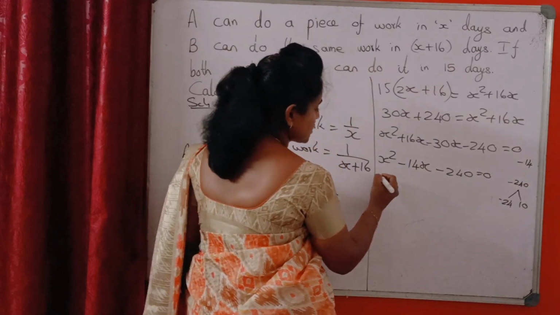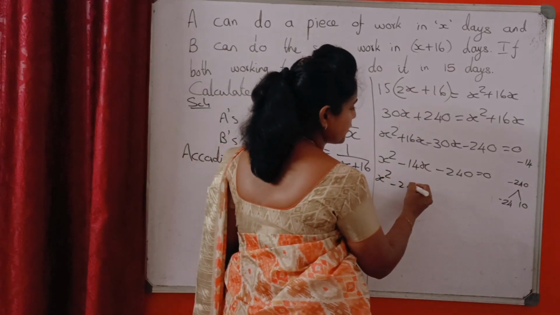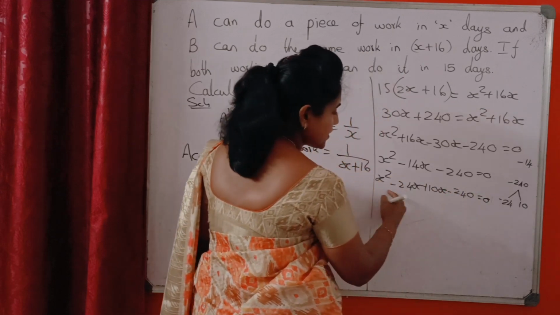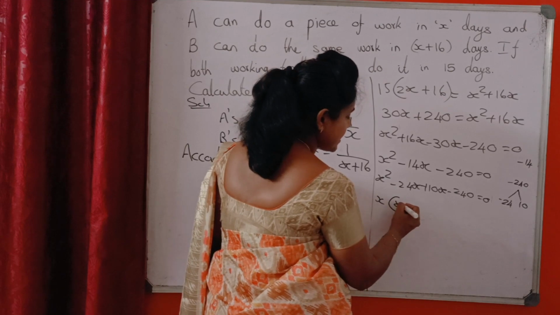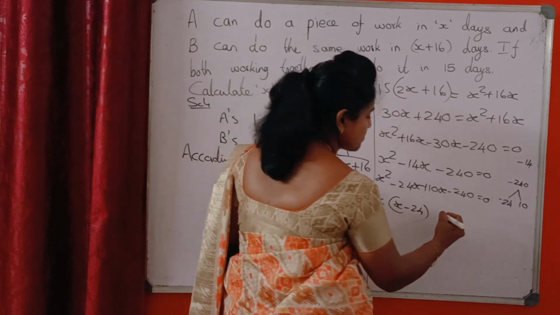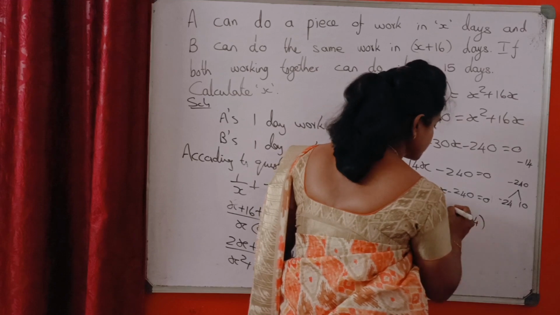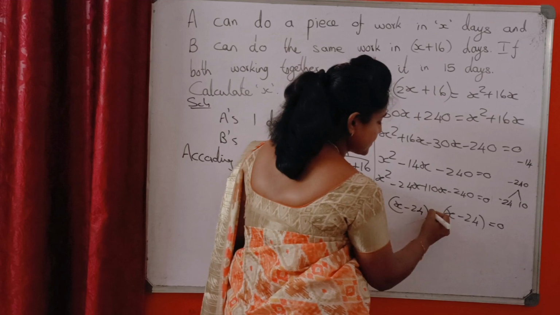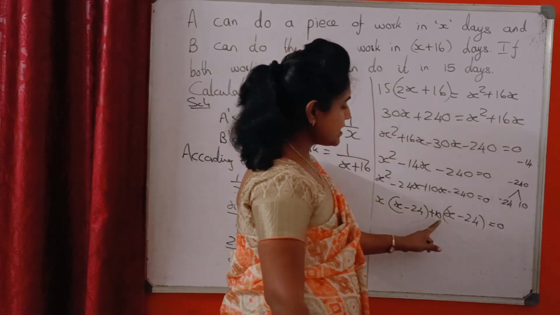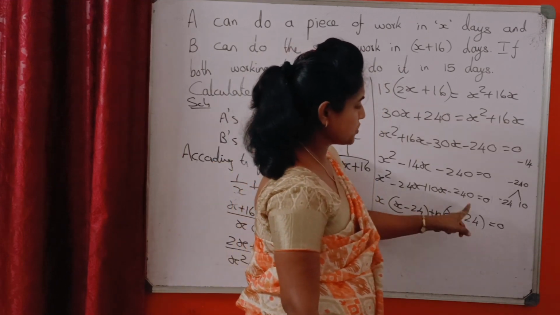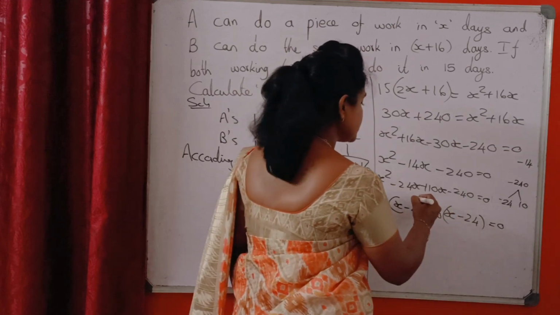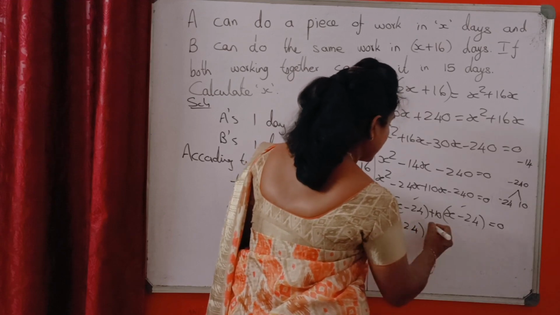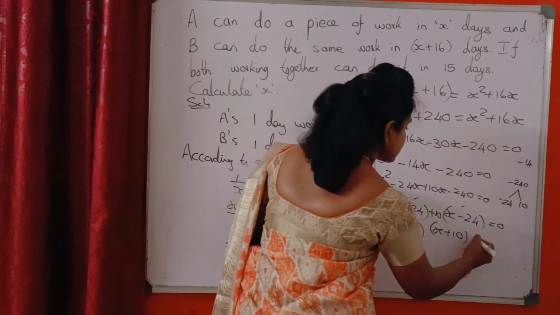Now I am going to split the middle term. X square minus 24X plus 10X minus 240 equals 0. Here I am going to take X outside. I will get X minus 24. Here X minus 24 means here also X minus 24 only. But here 10X is there, and here X is there, so I have to take 10 outside. So 10 into X, 10X, 10 into minus 24, minus 240. Now which is common? X minus 24 is common. I am going to take it outside. I will get X plus 10 equal to 0.